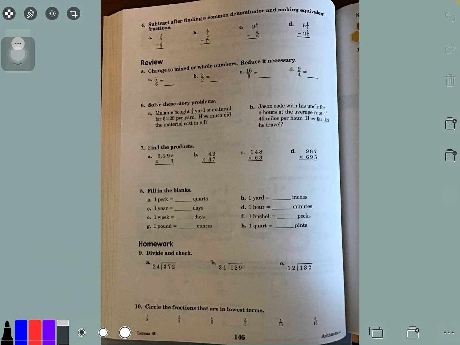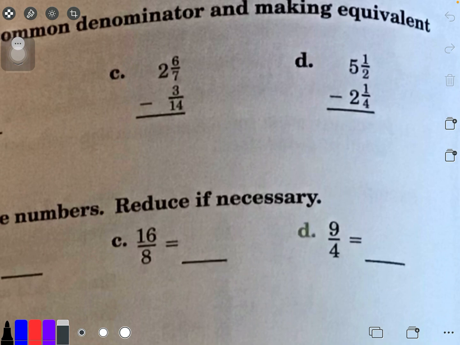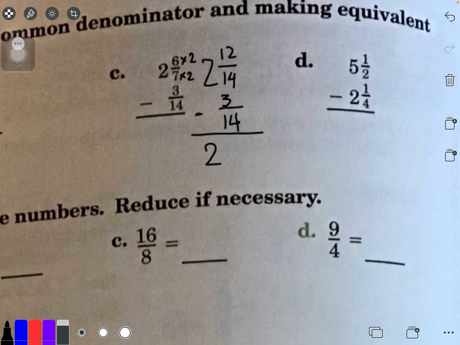Okay. We were here. We had 14 as our denominators. And this was 3. And up here I did 7 times 2, 6 times 2, which is 12. And then this is a 2. So since it's 2 take away 0, it's just 2. But 12 take away 3, do you know what 12 take away 3 is? 9. So my new answer is 2 and 9/14. I don't have to reduce anything.